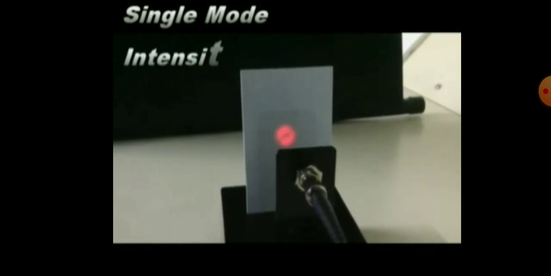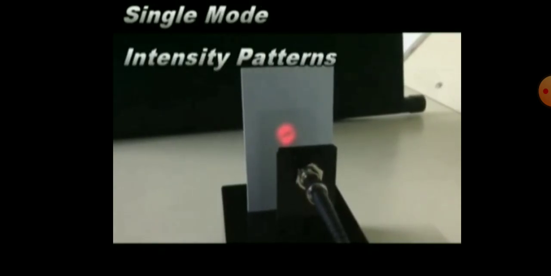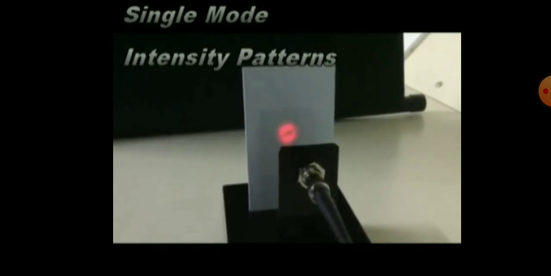And this is our single mode intensity pattern. The single mode intensity pattern varies with respect to the variation over the single mode optical fiber cable. If you touch or release the bending over the single mode optical fiber cable, it will disturb the light energy at the screen. Now you can observe the variation that occurs over the light energy area.